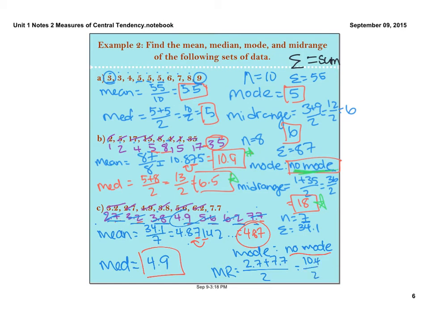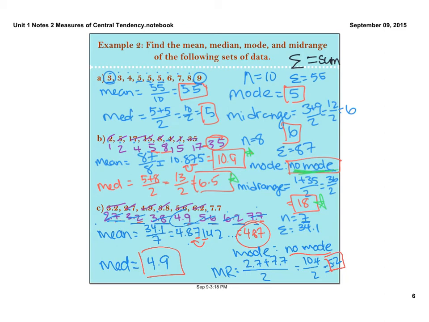10.4 divided by 2 is going to be 5.2. So my mid-range is 5.2. So this data set is a little bit more symmetrical. It's a little bit closer together. There's not any weird patterns. There's not any weird gaps.